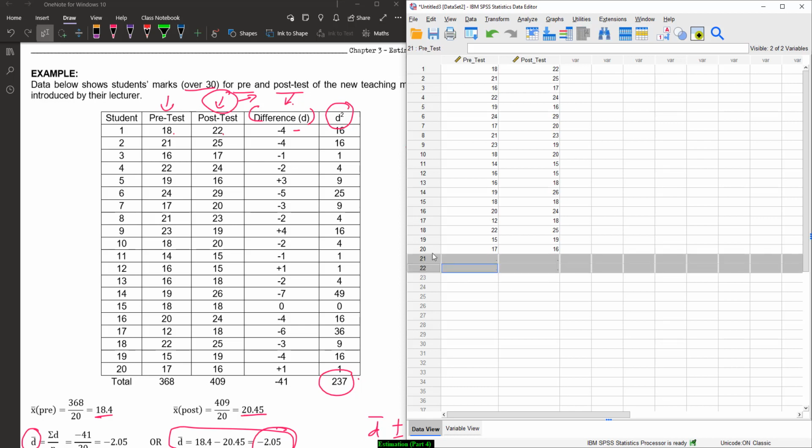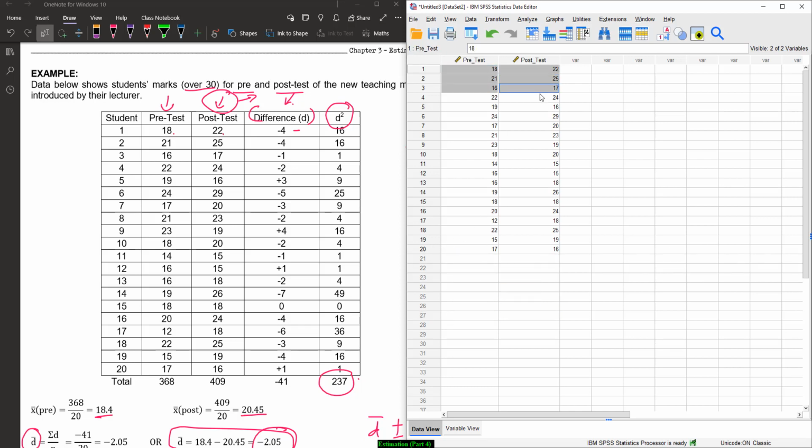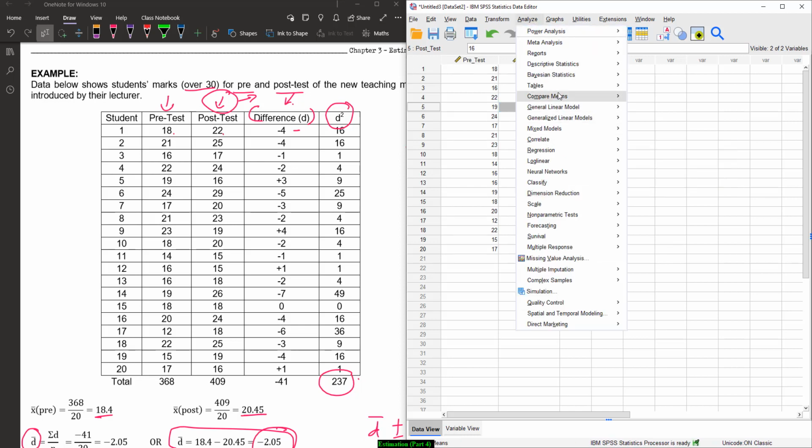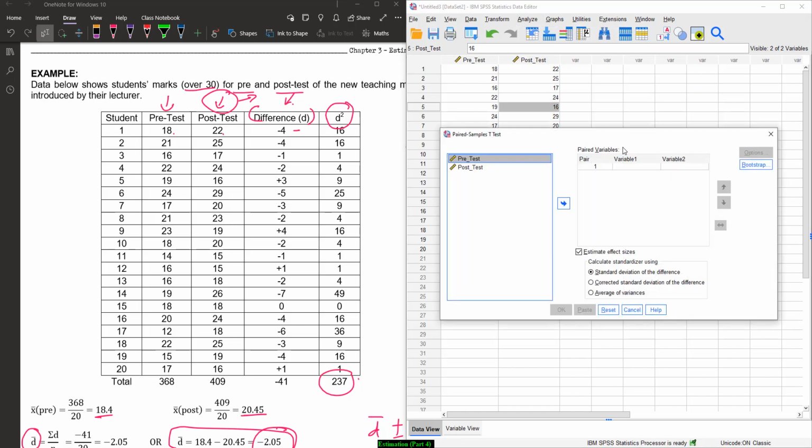So what you need to do is to highlight this one and right click on clear. So baru dia akan kosong. So dia akan ignore, dia akan tahu this is only until 20 observation only. So now, once you already key in the data, you just click on analyze, compare means, and click on paired sample t-test. Kita dalam paired sample or related sample or dependent sample, benda yang sama, paired sample t-test.